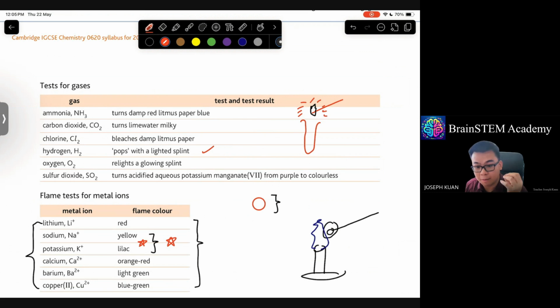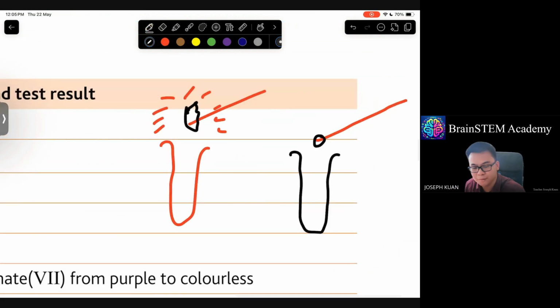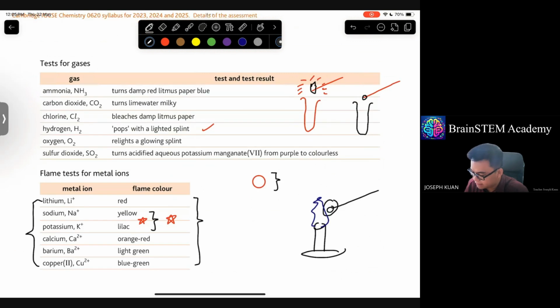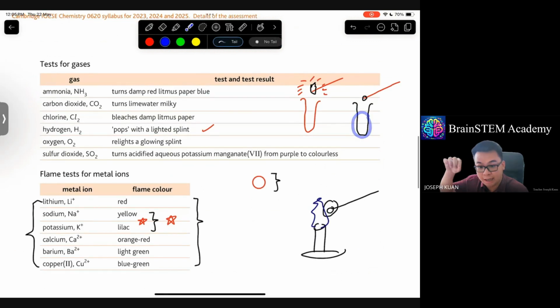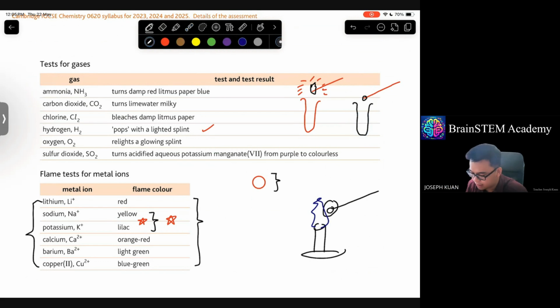A squeaky pop will be heard. Now, for oxygen gas, if you know your theory well, oxygen gas actually supports combustion. So if you take a glowing splint, a splint that is about to extinguish, and place it into the test tube that contains oxygen, you will see that it relights because oxygen supports combustion. It makes your fire burn better.